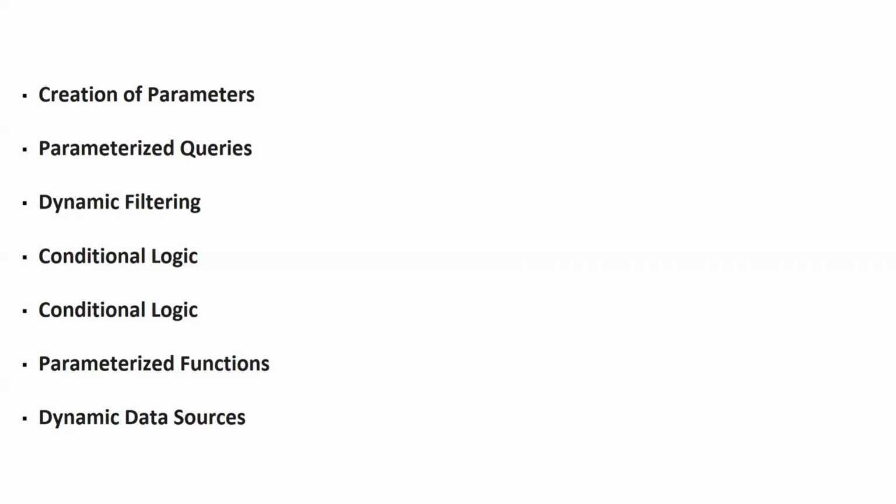The next one is the dynamic filtering. Parameters can be used to dynamically filter the data within the queries. For example, users can create a parameter for the date range and use it to filter records based on the dates falling within the specified range.